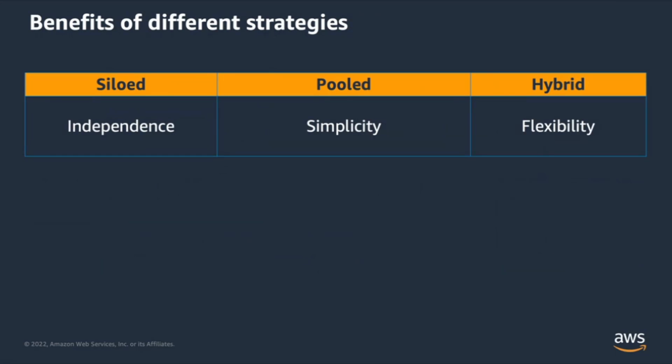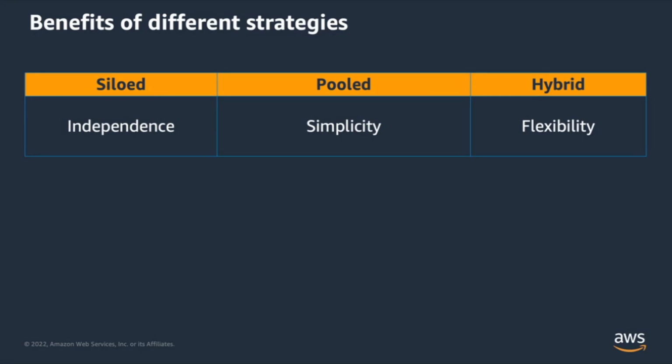There are some benefits of these different strategies and some trade-offs. The siloed approach really gives you independence between your tenants, and that is its strength. It can be easier to scale. It can be easier to move things around. It can be easier just to manage. If it's pooled, then you have one place to go, and that is simpler than a siloed model, and that's its benefit. If you are working in a hybrid model, you have the most flexibility.